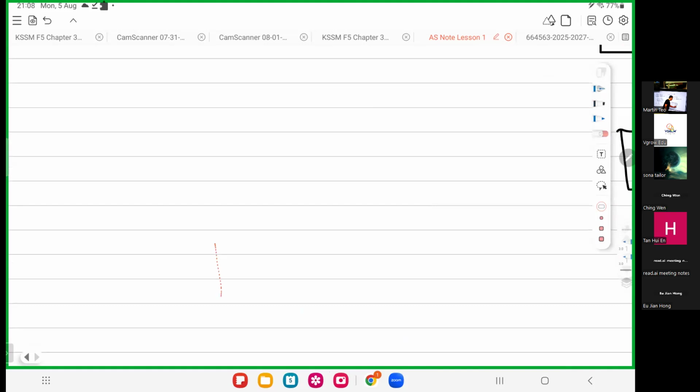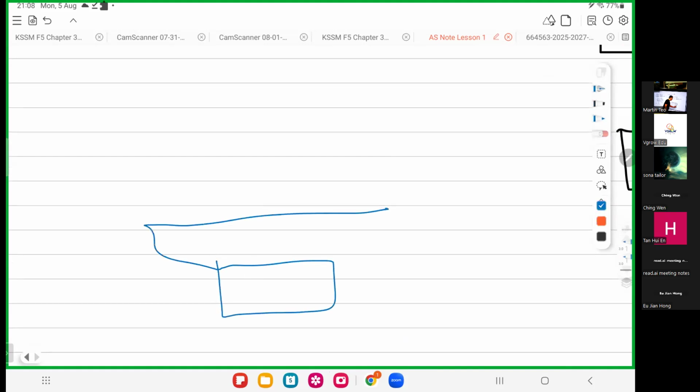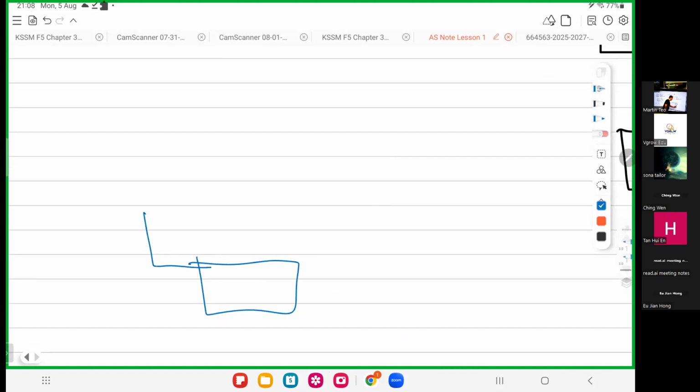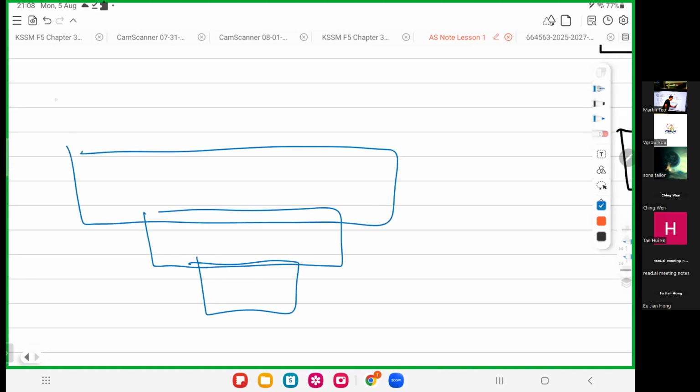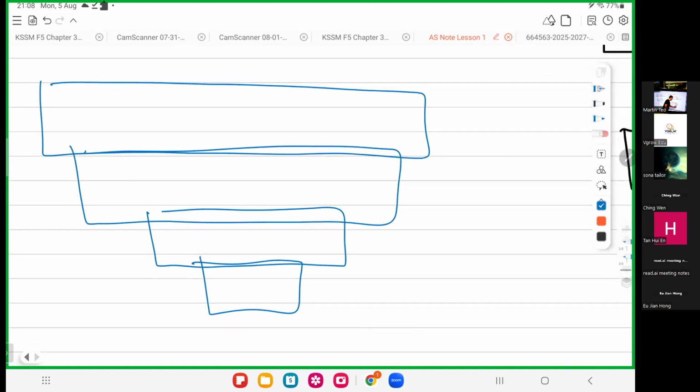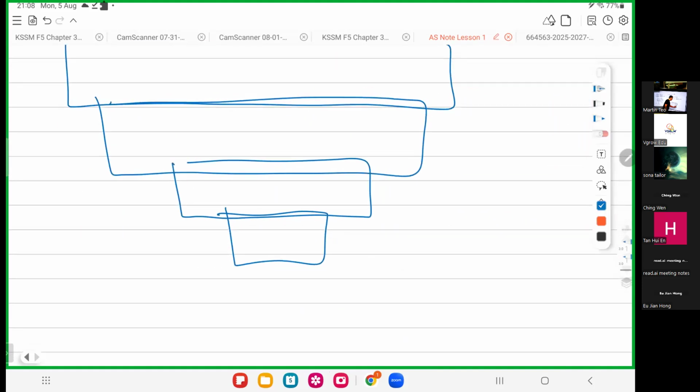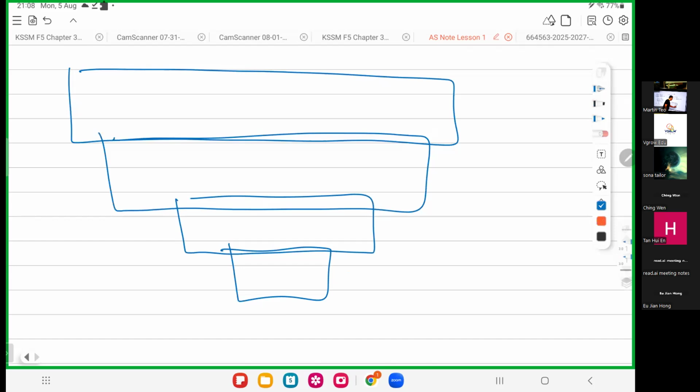First floor, second floor, third floor, and fourth floor. All these floors are called principal quantum shells. The first floor, n equals 1. How many electrons can you put? 2n squared. You can put 2 electrons out there. So I put here 2 electrons.